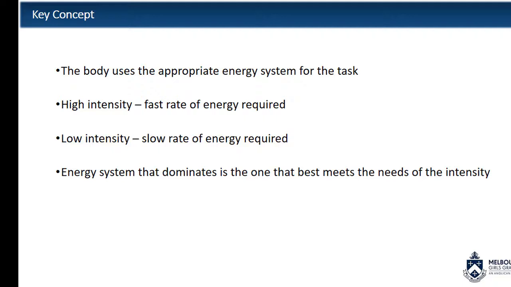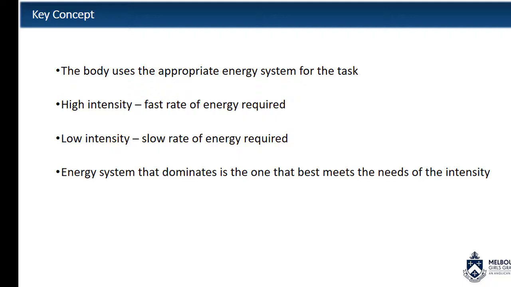If you're working at a low intensity, so walking or jogging, and you don't need energy that quickly, the energy system that's going to be able to service that form of exercise is the aerobic system. It uses carbohydrate and fat as a food fuel to provide energy with the use of oxygen. So oxygen is used to break down that fuel.